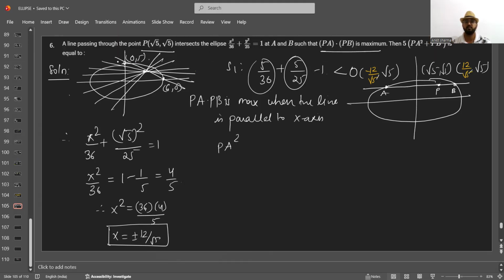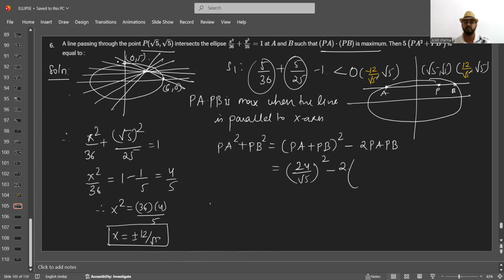Now we want PA square plus PB square. PA square would be this distance and this distance, or else we can use the quadratic method. PA plus PB the whole square minus 2 times PA into PB we can do. PA plus PB is nothing but the A to B distance. We know this is minus 12 by root 5, this is 12 by root 5. So I get 24 by root 5 whole square directly, and then minus 2 times PA into PB.